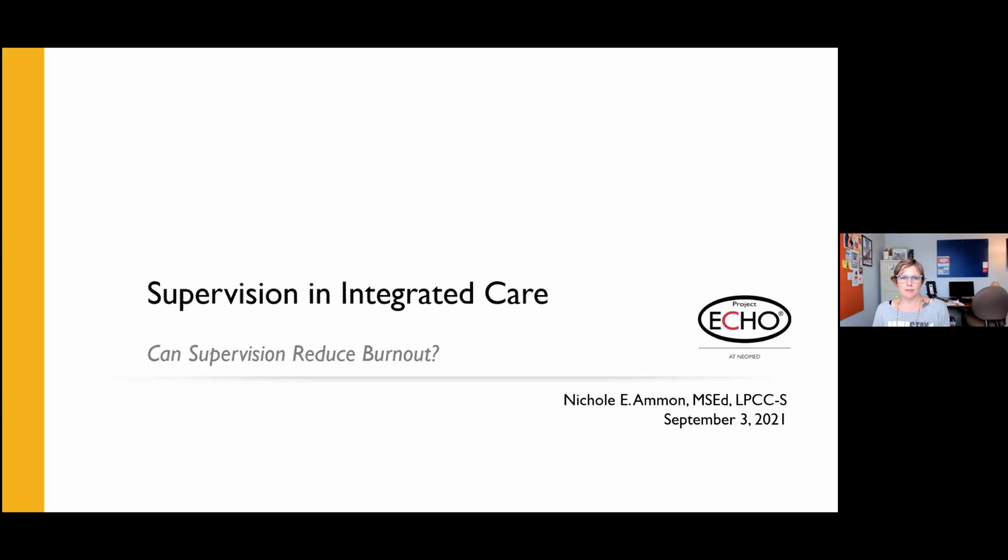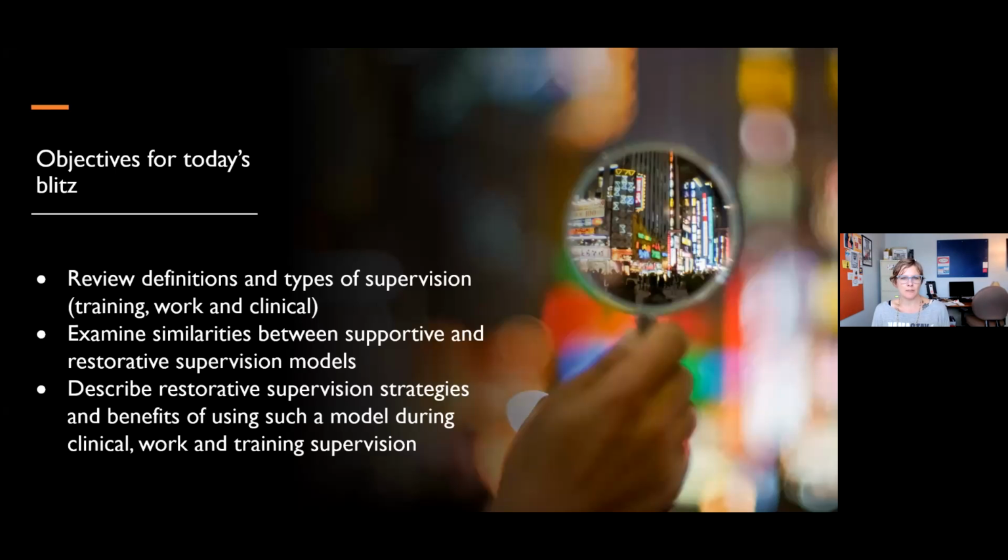So today I'm going to talk about supervision within integrated care, and more specifically about how supervision, or trying to answer the question, can supervision reduce burnout? Objectives for today's Blitz are to define the different types of supervision, or some different types of supervision, examine some similarities between supportive supervision and restorative supervision models, describe restorative supervision strategies and benefits.